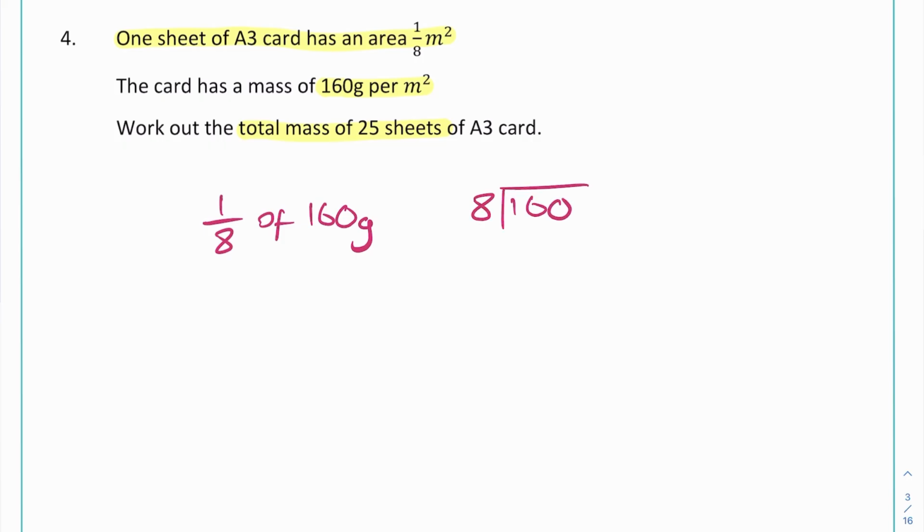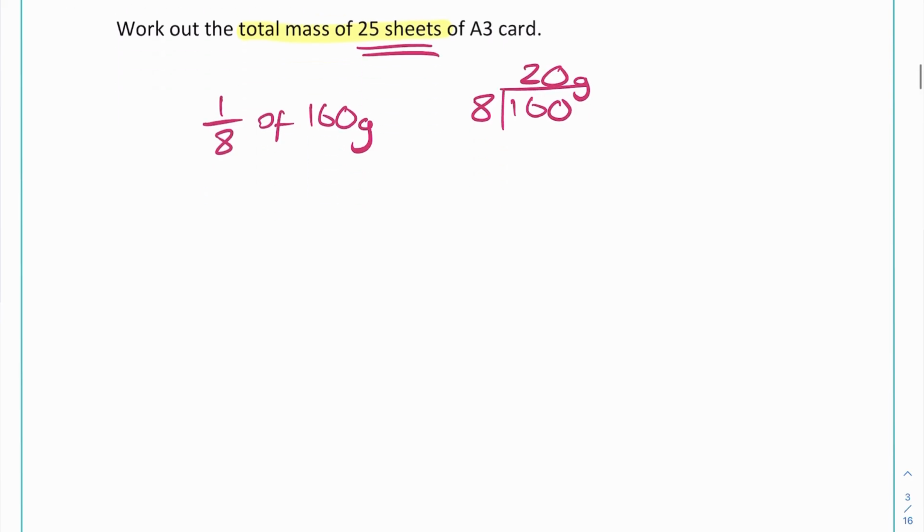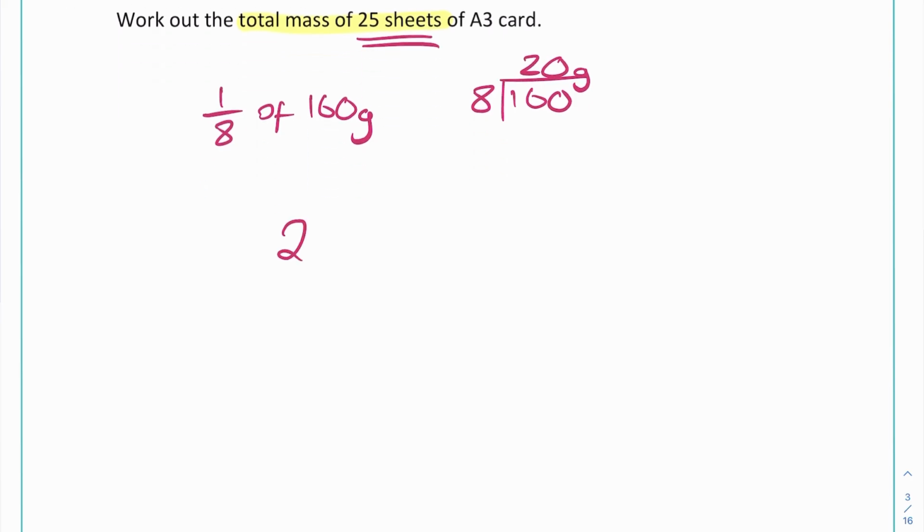I'm going to use bus stop. 8 goes into 16 twice, and it goes into 0 obviously 0 times. So one piece of card has a weight of 20 grams. And I'll put grams with that so I don't forget to put my units. This says work out the total mass of 25 sheets. So the calculation I want to do is 25 multiplied by 20.